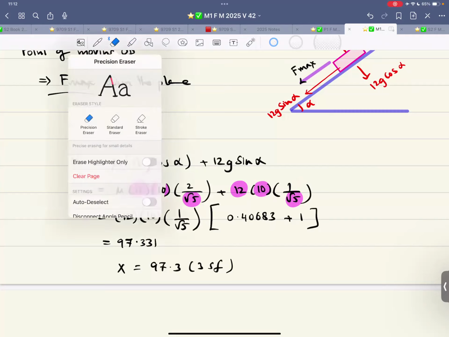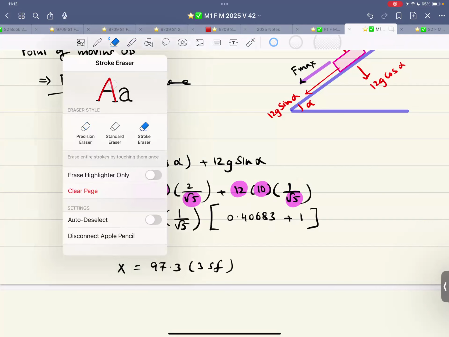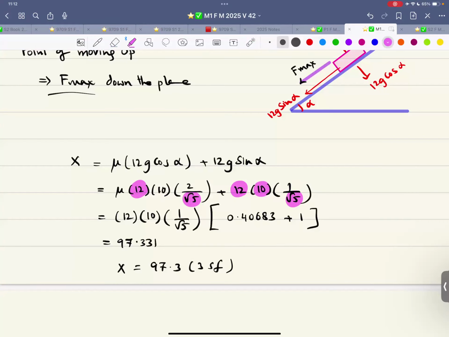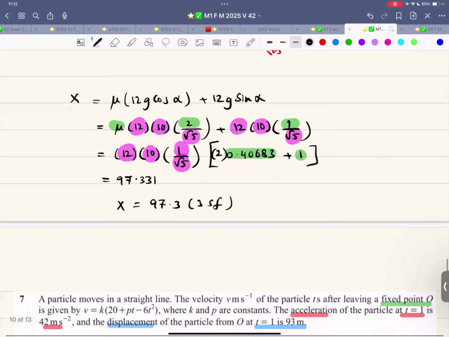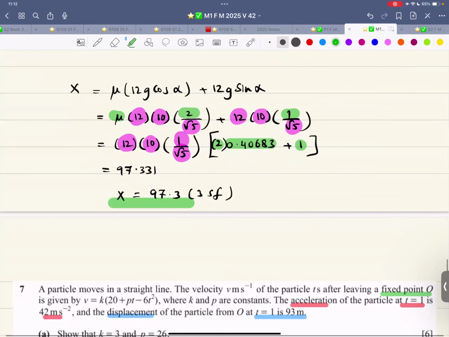And that is what you do. Let me get a stroke eraser. And let me highlight this. So therefore, 12 and 10 and root 5, that was taken common. What am I left with on the inside? I'm left with this 2 over here and mu over here and this one. This is 1. This is mu. Don't forget the 2. I think I used it when I was calculating it. So I've calculated it from before. So now this is already there. And then this is the value of X, 97.3.